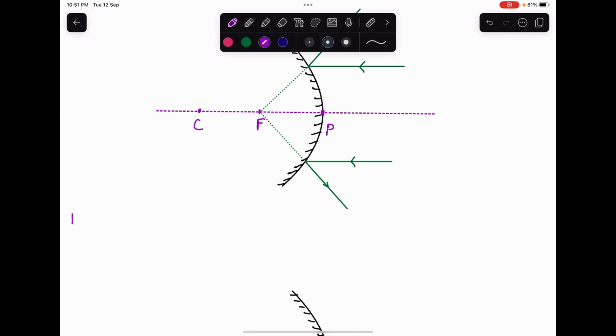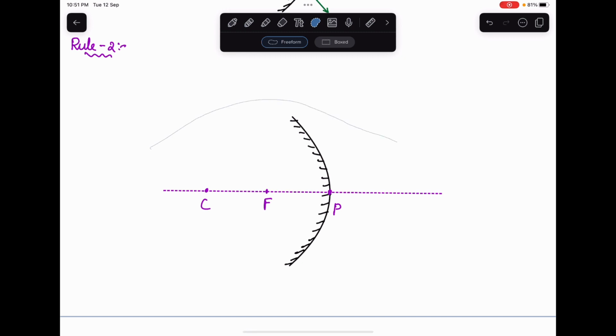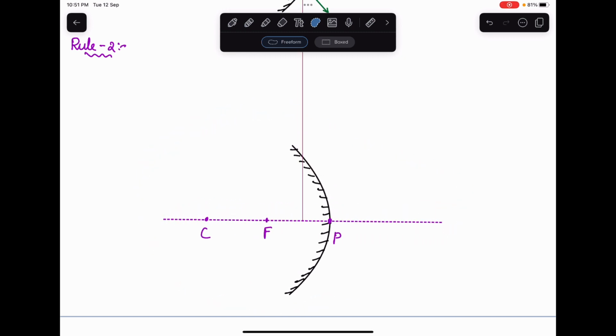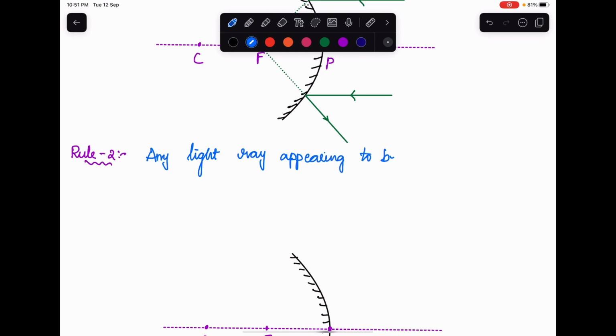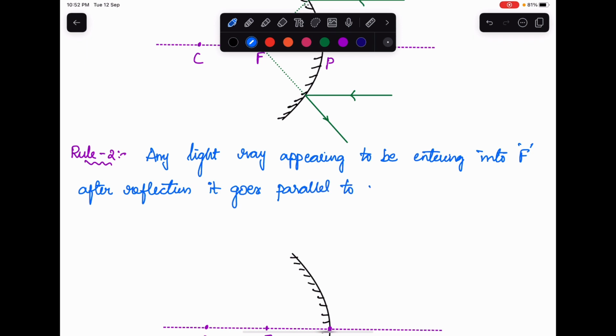And next, rule number 2. As you already know, it will be the reverse of rule number 1. What is rule number 1? The light ray passing parallel to principal axis, right? So now here, it is a light ray appearing to be entering into focus. Any light ray appearing to be entering into focus, after reflection, now you can guess it. Very good. It goes parallel to principal axis. Very good guess.